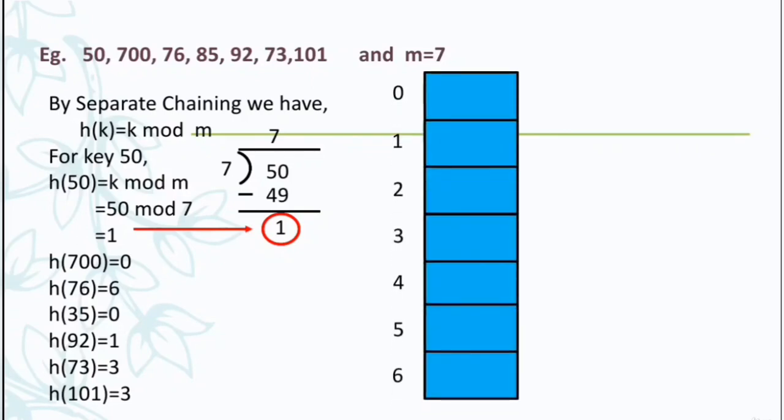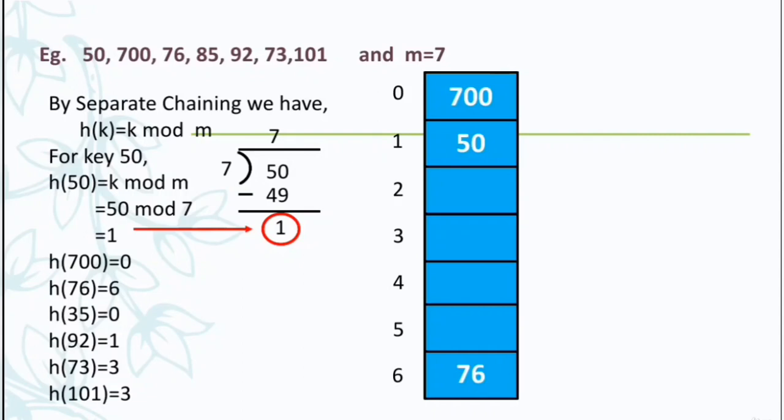So this is how my array will be, that is it will consist of 7 index positions, from 0 to max minus 1, that is 0 to 7 minus 1, and it will be 0 to 6. So the first key 50, we got the value of the hash function for key 50 as 1. So we will put the value 50 at the first index position. For the key 700 we got the value as 0, so we will put the value 700 at the index position 0. For 76 we got the value as 6, so we will put that into the 6th index position.